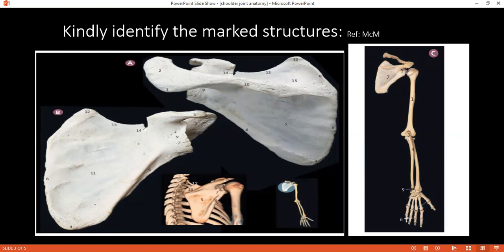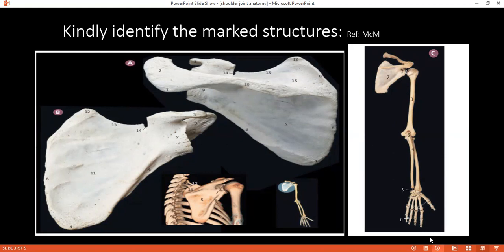The shoulder joint is most unstable in which position? In which movement does it become most unstable? In external rotation, I guess. Okay. We'll discuss that later.